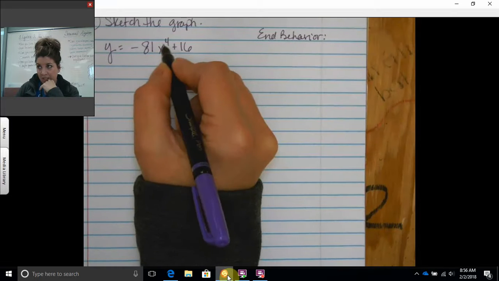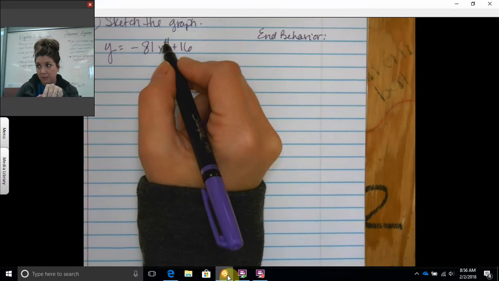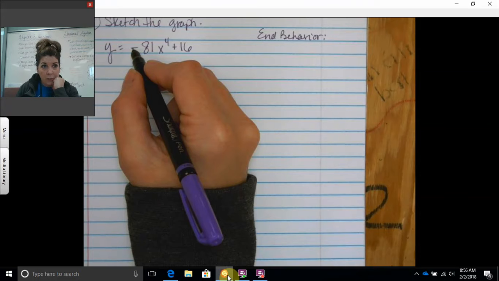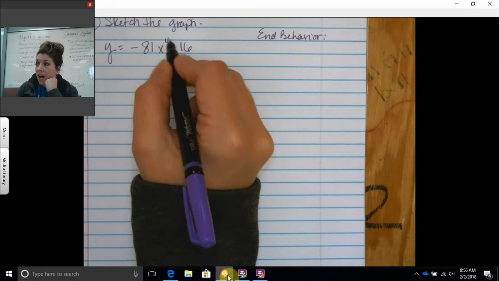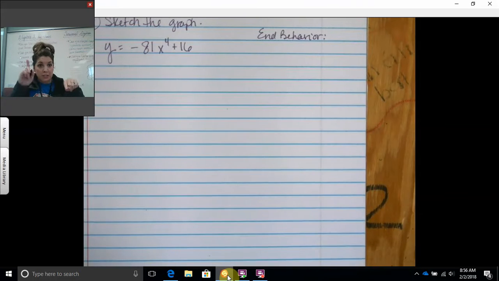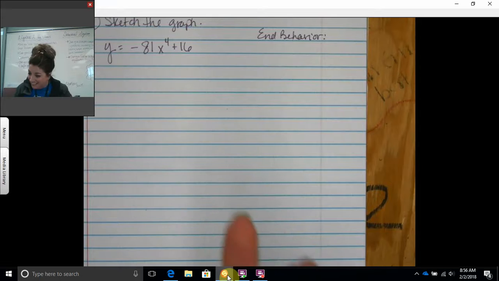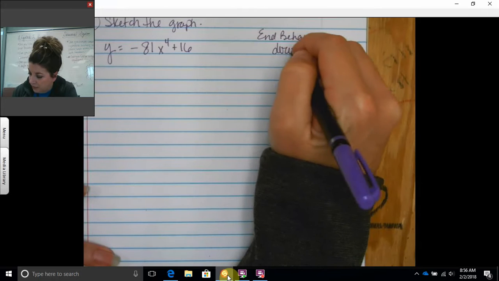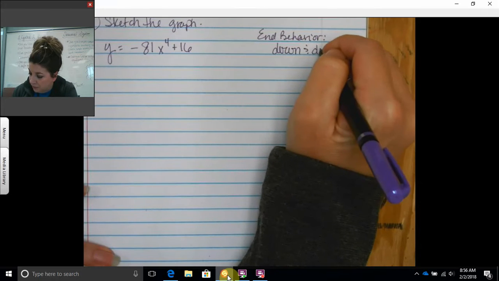Even says it's either up and up, or down and down. If it's negative, it's going to be down and down. If it's positive, it'll be up and up. Remember, odd is going to be different directions. See this dance? I told you I was going to like it. But when it's even, it's either up and up, or down and down. So in this case, since it's even and negative, it's going to be down and down.